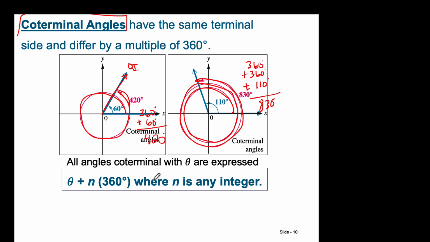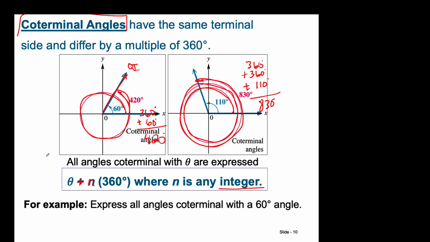All angles coterminal with theta are expressed like this: theta, and then you're going to add a certain number of rotations, where n is any integer. An integer, recall, examples of integers would be -3, -2, -1, 0, 1, 2, 3. Those are all integers. So we could be adding 3 full rotations, or maybe even subtracting 3 full rotations. So remember that integers can be negative. And that will get us all coterminal angles to some theta.